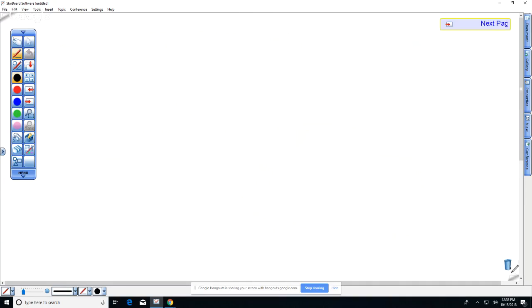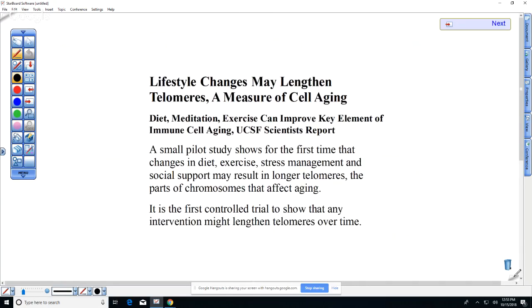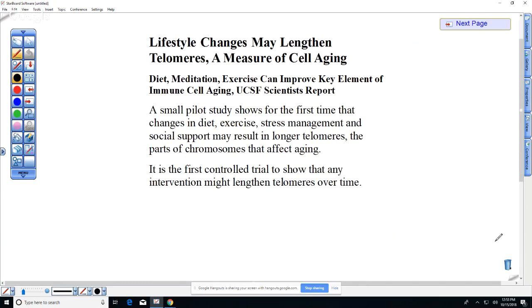Okay. So you see in the news, right, that lifestyle changes might actually lengthen your telomeres. Right? So diet, meditation, and exercise can improve the telomere length and reverse aging.